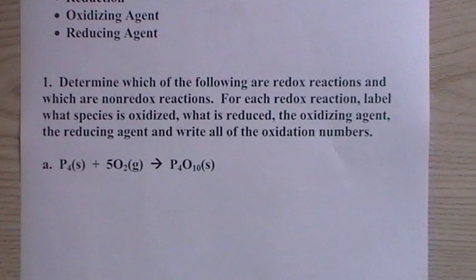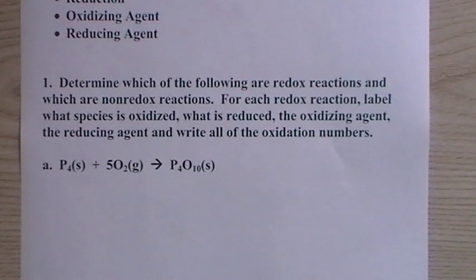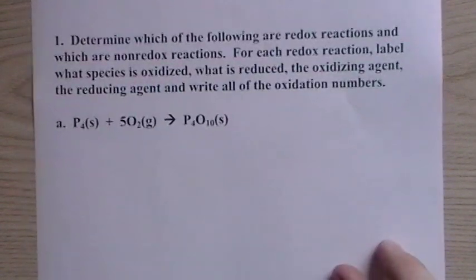Determine which of the following are redox reactions, which are non-redox reactions. For each redox reaction, label what species is oxidized, what's reduced, the oxidizing agent, the reducing agent, and write all of the oxidation numbers. Well, to find what's oxidized, what's reduced, what are the two agents, we need to write the oxidation numbers, so we have no choice with that, so that's not a big deal.